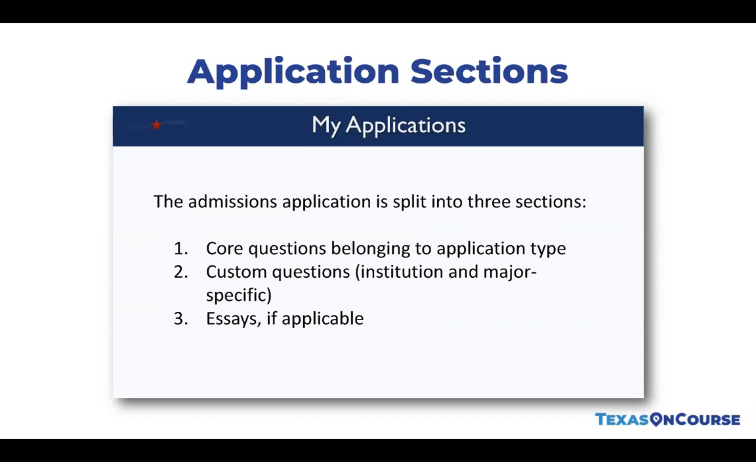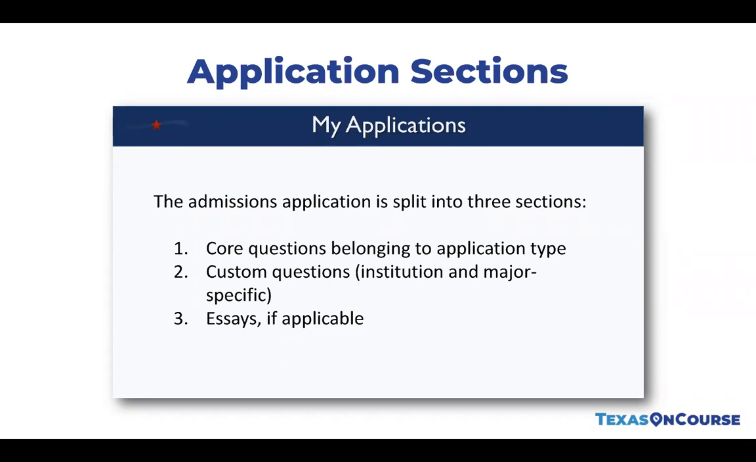For the application section, the application is now split into 3 primary sections. The core questions that are shared between application types, common questions for like the U.S. freshmen that are also asked for maybe say the U.S. transfer application or even the U.S. graduate application. And then there are some institutions, as you all know, that have custom questions set up for specific application types, so there's an additional section for that. And if applicable, the essay can be accessed from the main application cards.